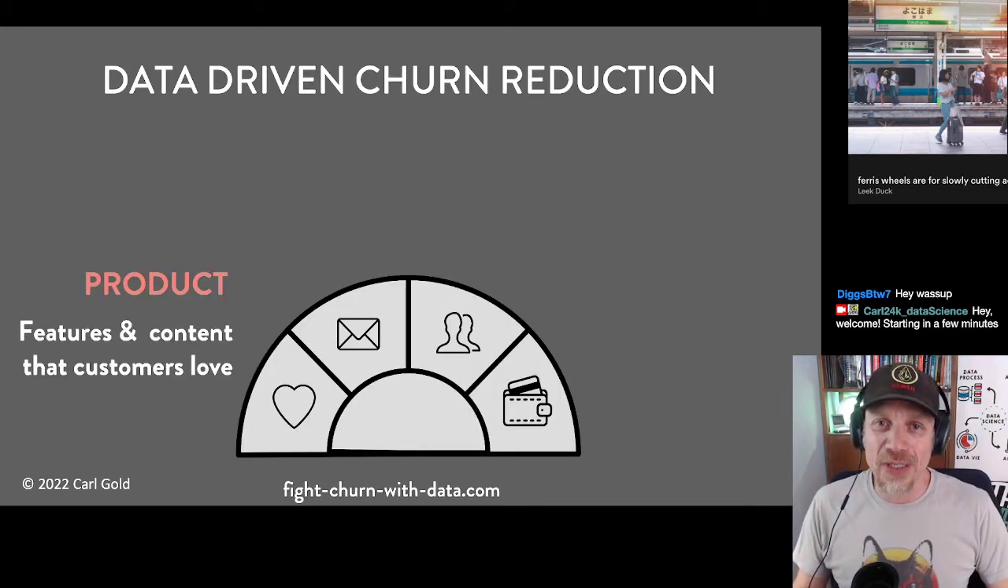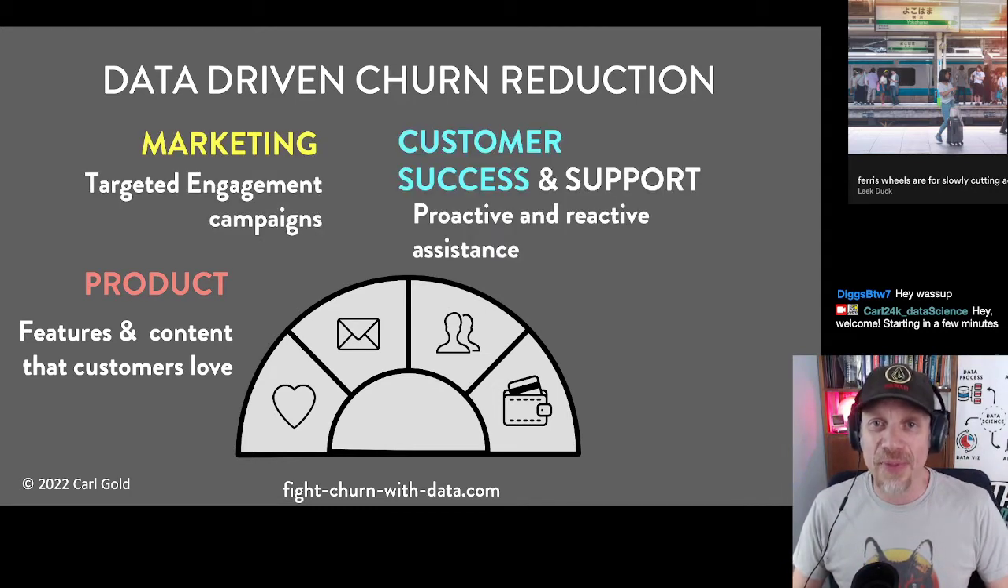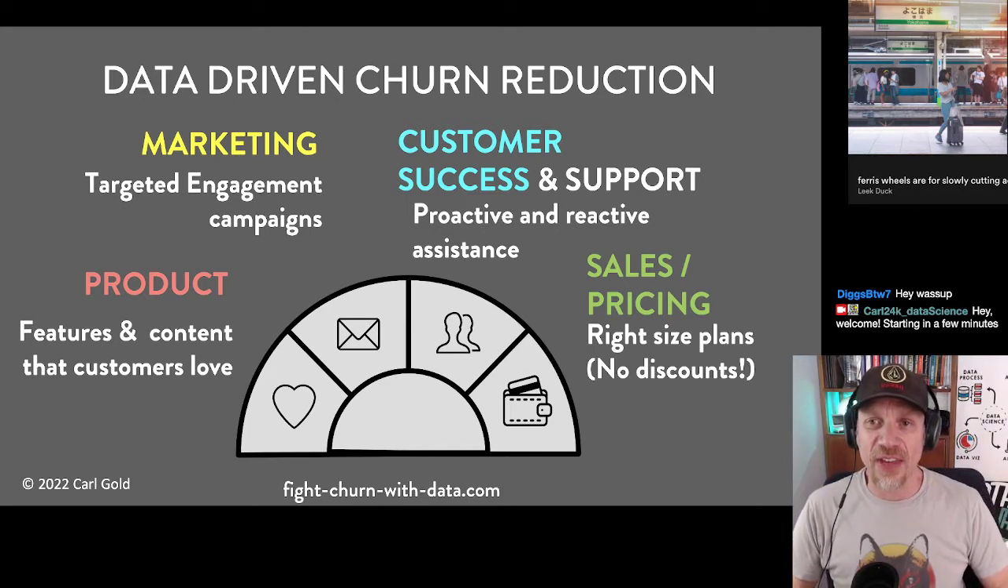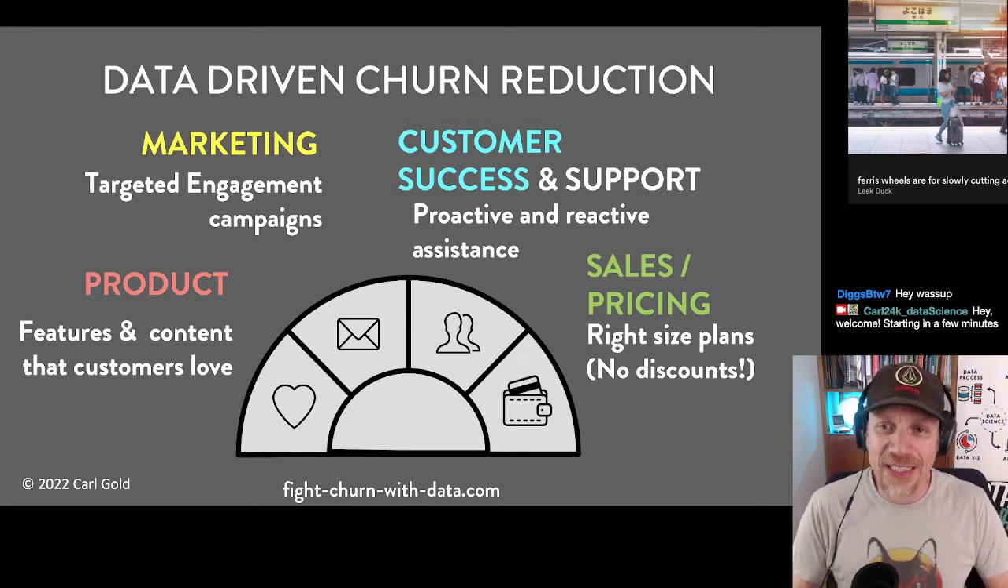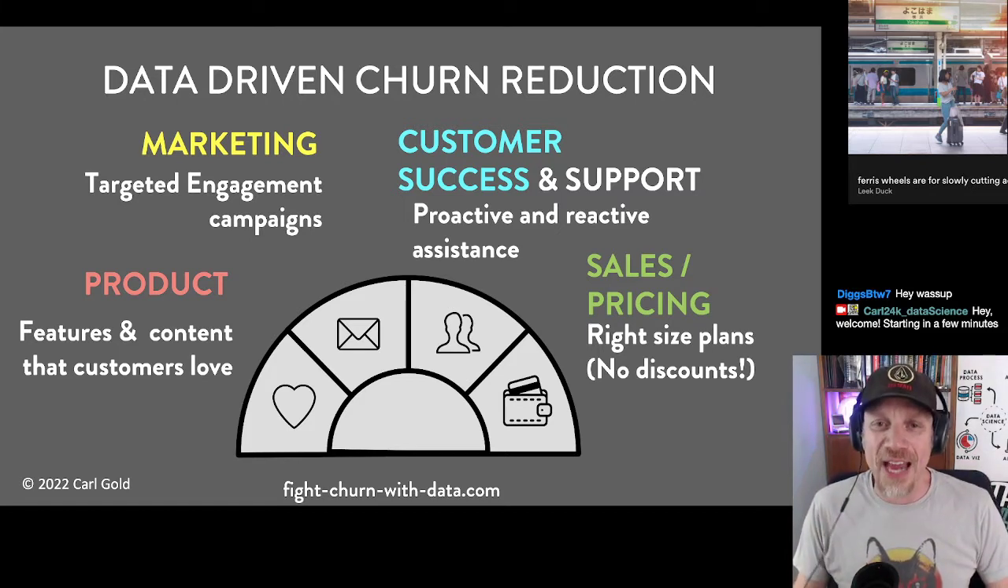But what we really want to talk about is data-driven churn reduction. The first way to reduce churn is to make a great product, right? If people like your product, they don't churn. The next way to reduce churn is targeted marketing. Also, you can help your customers succeed with proactive and reactive assistance. And you can fix your sales and pricing, all using your data. So that's really what we're trying to do when we talk about churn. It's not an abstract problem, it's a practical problem.